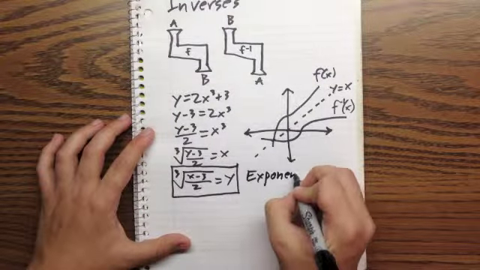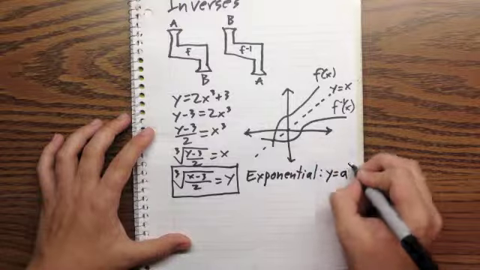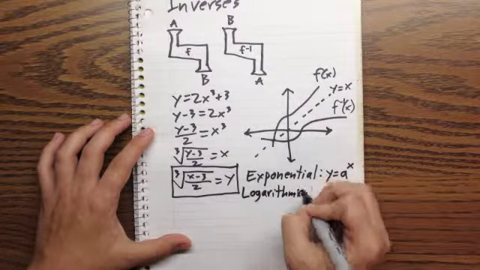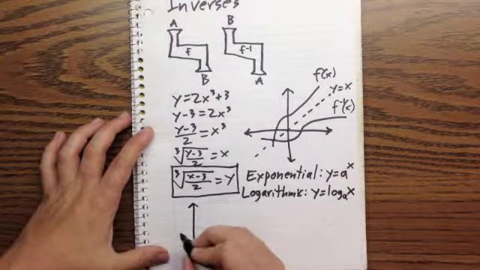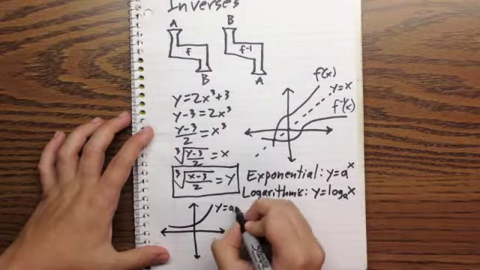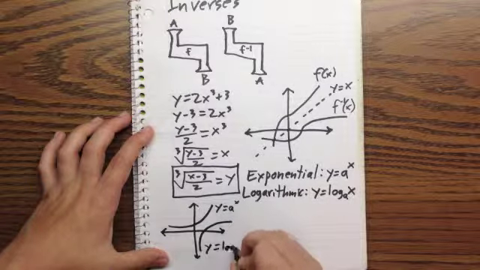Exponential functions include some number raised to the power of x. Since any number to the power of 0 is 1, their graphs always pass through the point 0, 1. The inverse of an exponential function is a logarithmic function, which looks like this, and passes through the point 1, 0.